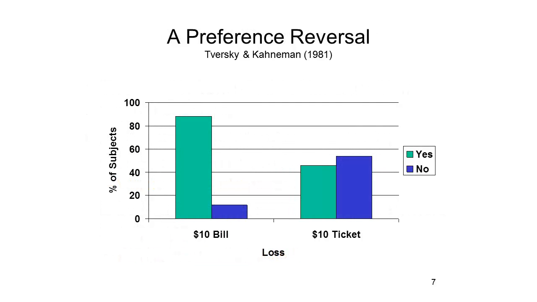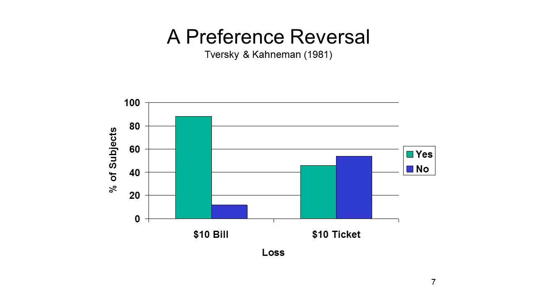The overwhelming majority of subjects, more than 80%, thought that person A, who lost the $10 bill as he was approaching the ticket booth, would buy the ticket. By contrast, for person B, who lost the $10 ticket after buying it, a majority of subjects actually thought that he wouldn't go back and buy another ticket. This phenomenon is known as a preference reversal. What people prefer under one scenario is reversed, at least to some extent, under an alternative scenario.